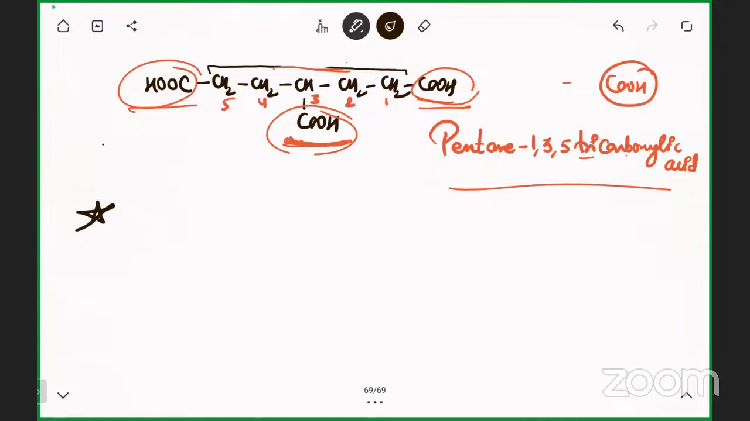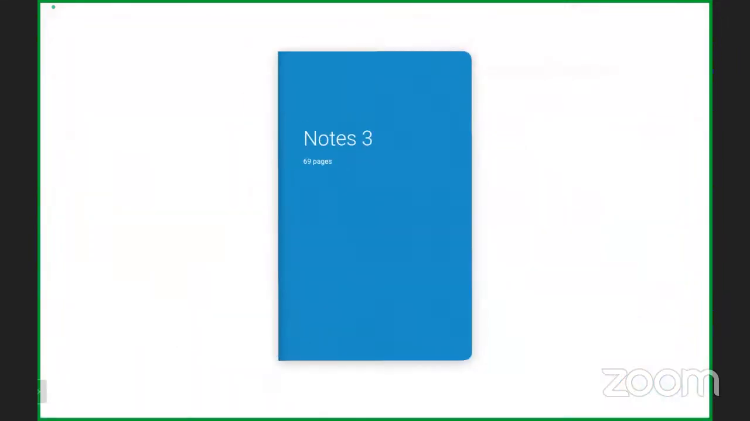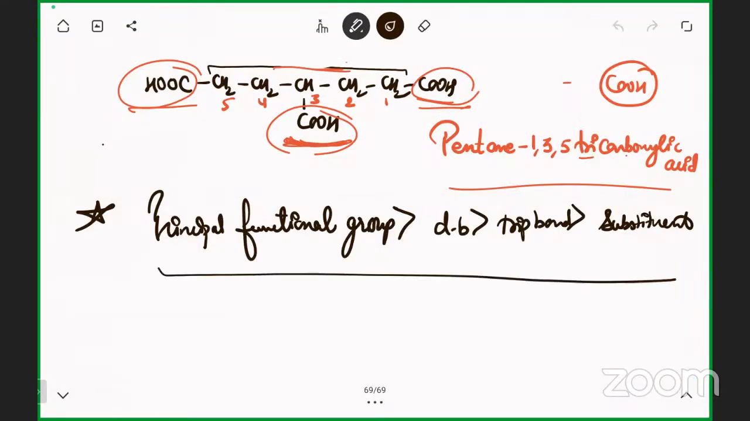One more order you have to remember: first you'll do the principal functional group, according to what we have done in 4 examples. Then you'll go for the double bond, then the triple bond, then substituent. So this is the priority order. If you want to write, you can write. Okay, let's move further for one more example.